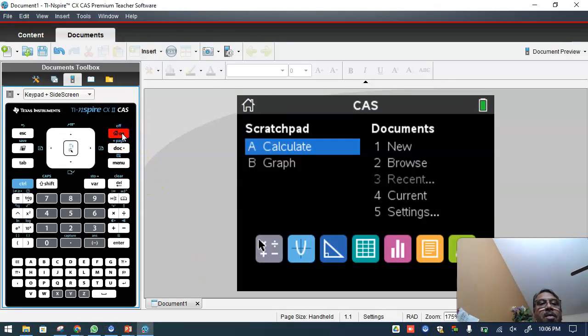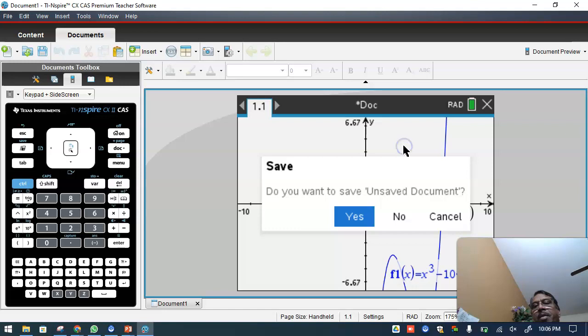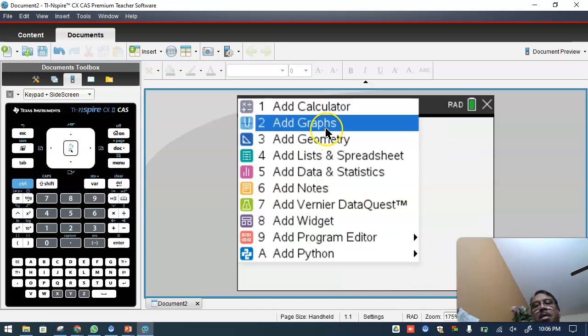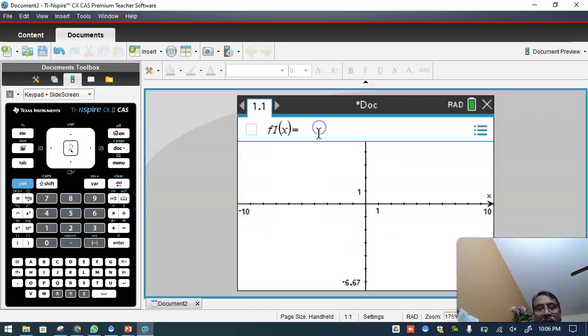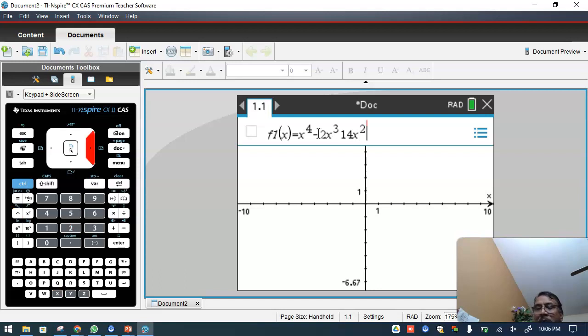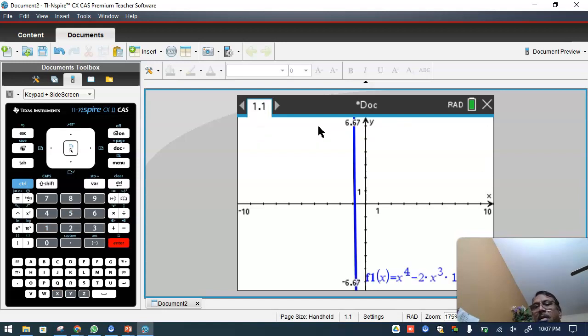So I will start with a new page, new document, and graph the equation x to the power 4 minus 2x to the power 3 minus 14x to the power 2 minus 2x minus 15, and then enter. I can see it go.